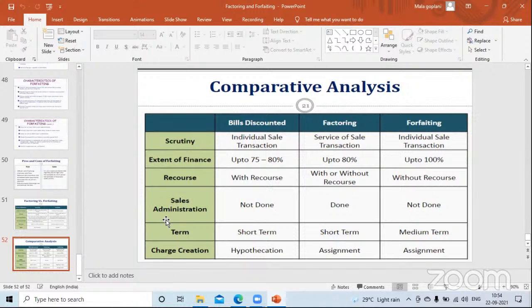Next, sales administration. Here, the bank will not take care of your sales administration. He will only take up the bills. That's it. Okay. Factoring, the factor will give you all the services, day-to-day services. And forfeiter, not done. The services are not done. Term: bills discounting, short term. Factoring, short term. Forfeiting, medium term, or you can say long term also.